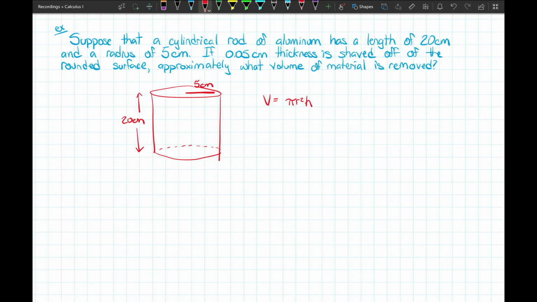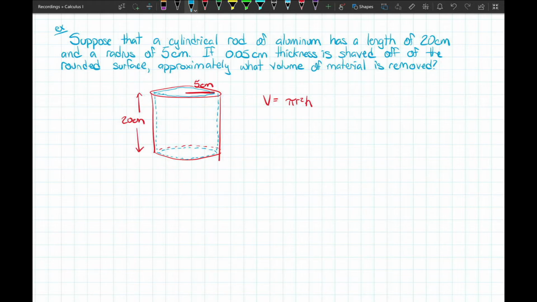Now, we're going to shave off a little bit of material. So we are going to essentially be trimming off a very small amount of material from the outer sides here. And that's going to be a very, very minute change in radius.